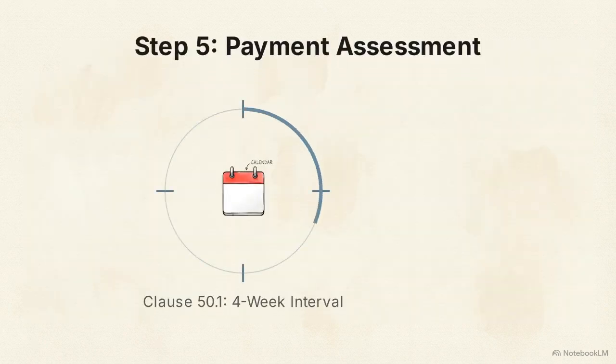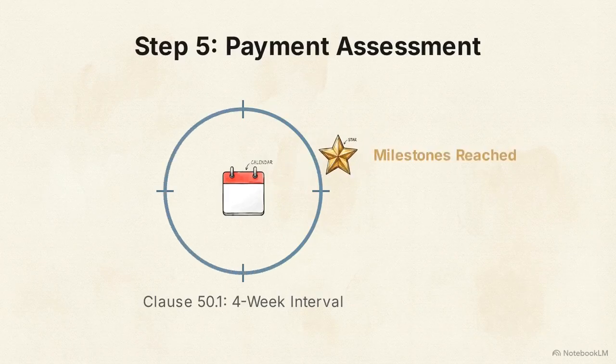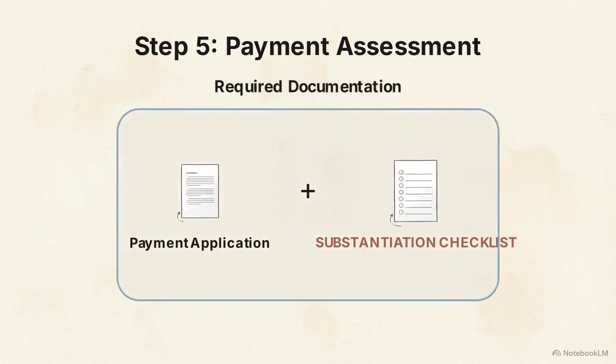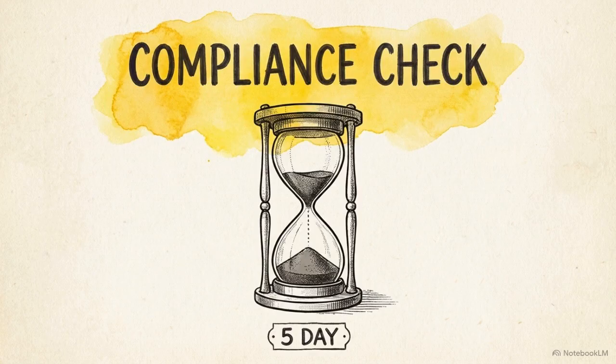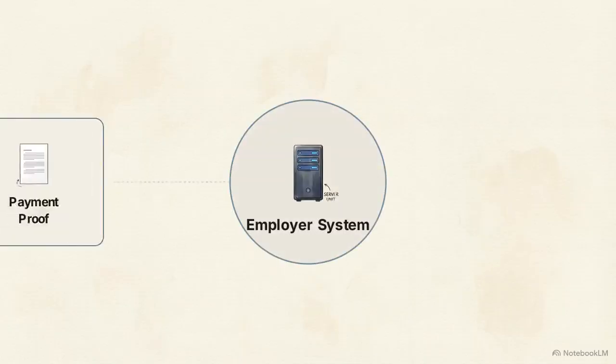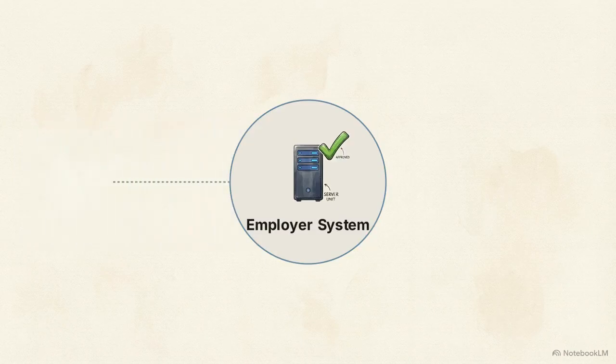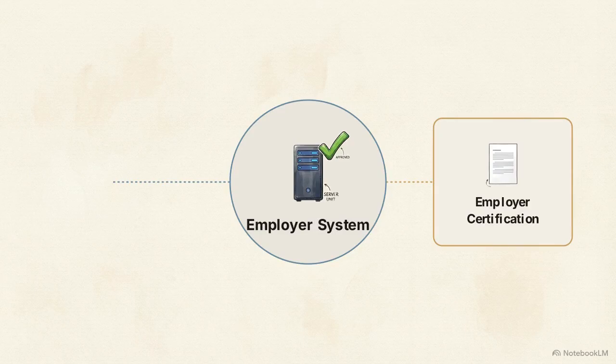Contract Data Clause 50.1 sets the assessment interval at 4 weeks, aligned with your agreed project milestones. Add the payment assessment substantiation checklist to your document. This ensures you submit all required progress measurements along with your application. Z Clause Z5.1 introduces a mandatory requirement. Within 5 days of a request, you must provide written proof that your payment obligations to your subcontractors have been discharged to receive your own certification.